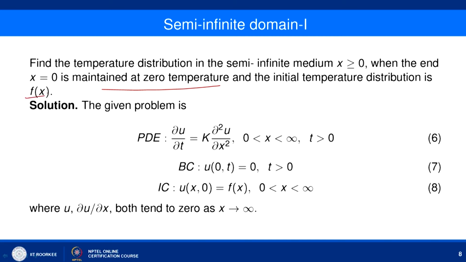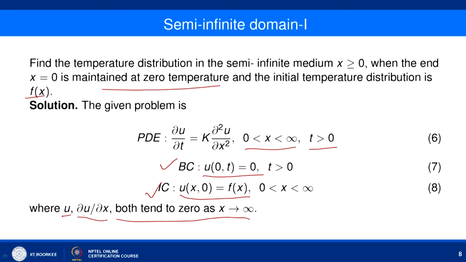So, the problem is ∂u/∂t = k ∂²u/∂x², where x is between 0 to infinity and t is greater than 0. The boundary condition is that the point x = 0 is kept at 0 temperature, that is u(0,t) = 0, and the initial condition is u(x,0) = f(x) when x lies between 0 to infinity. And here, as we have assumed before, our temperature and its derivative with respect to x both tend to 0 as x tends to infinity.